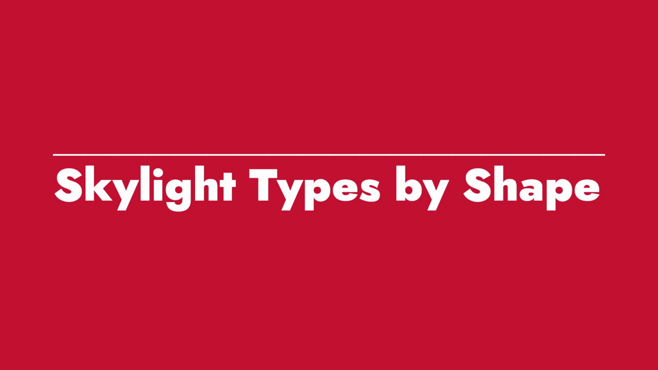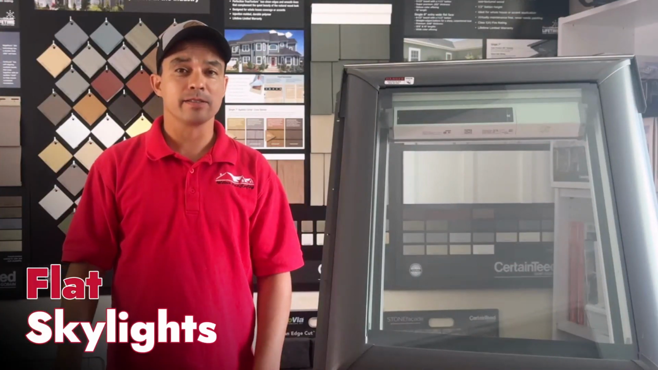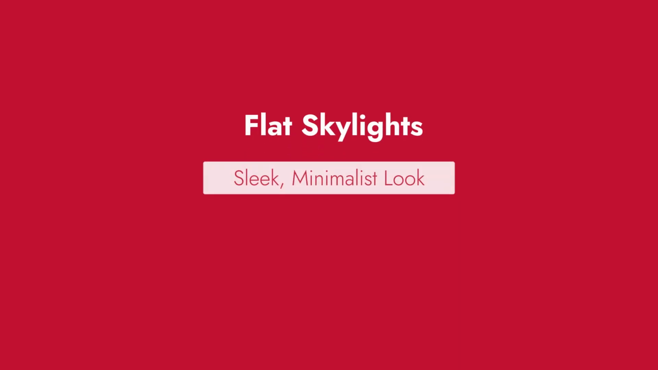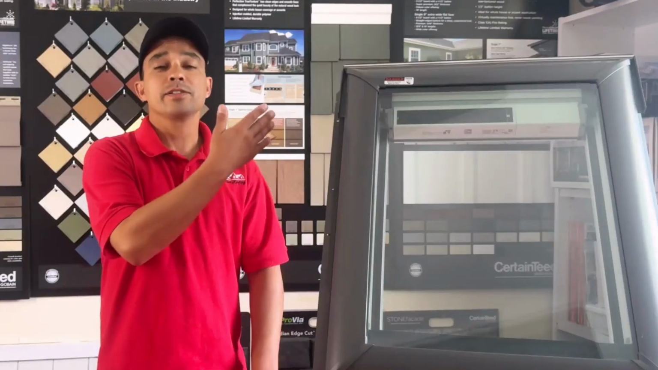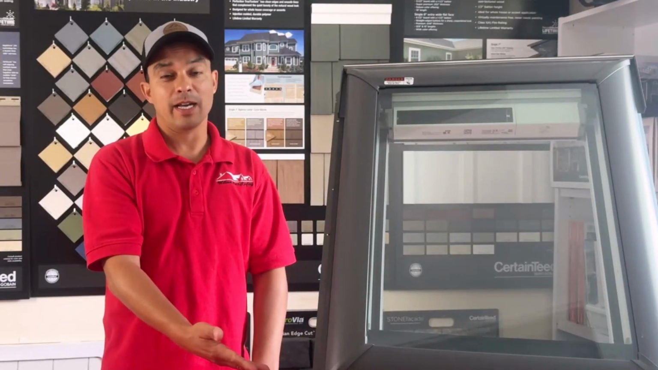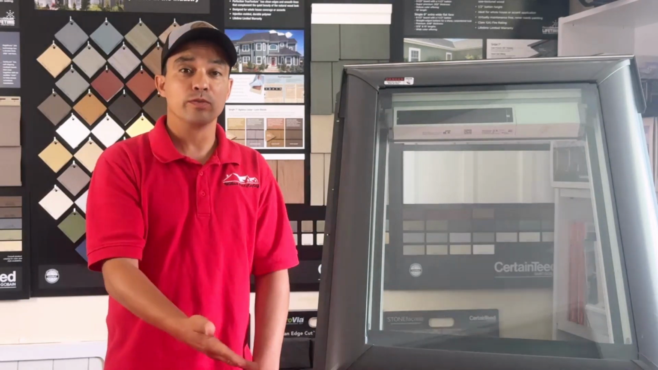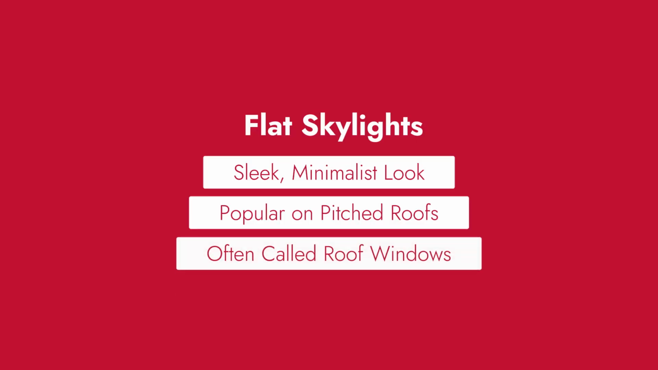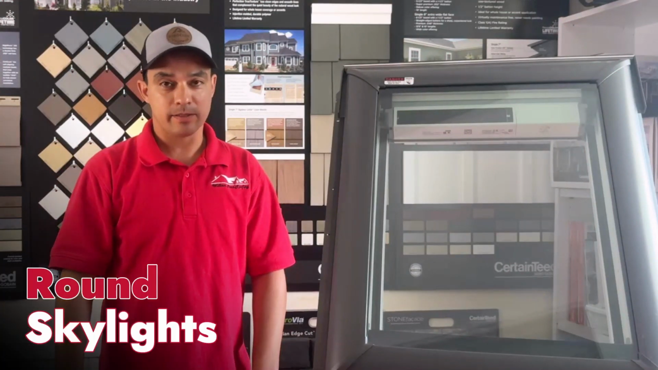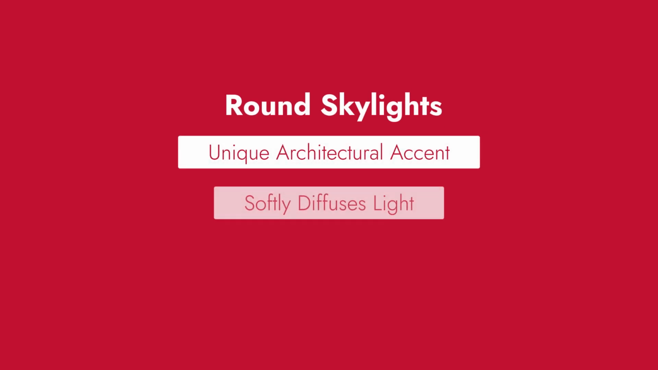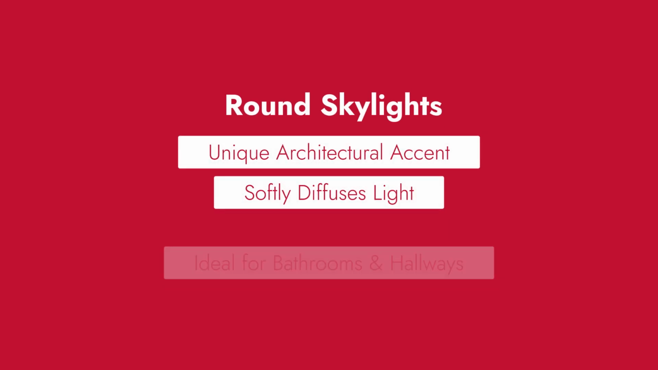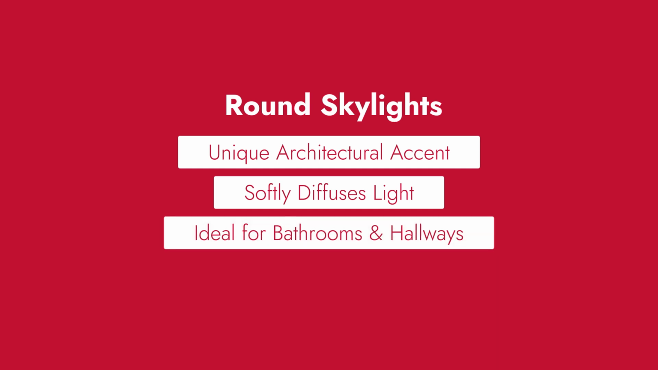Now let's talk about the shape-based types of skylights. First, we have flat skylights. Flat skylights offer a sleek, minimalist look and are popular with homes with pitched roofs. As you can see here, this is the flat type of skylight, almost like a window on your roof. Some people even call them roof windows. Next, we have round skylights. These provide a unique architectural accent, and what they will do is diffuse the light softly. They're especially nice in bathrooms or even hallways.